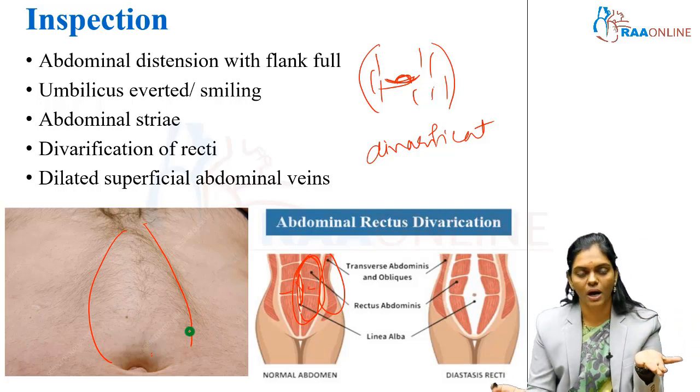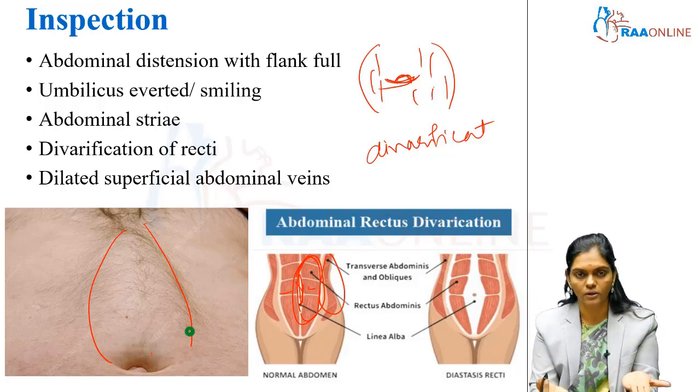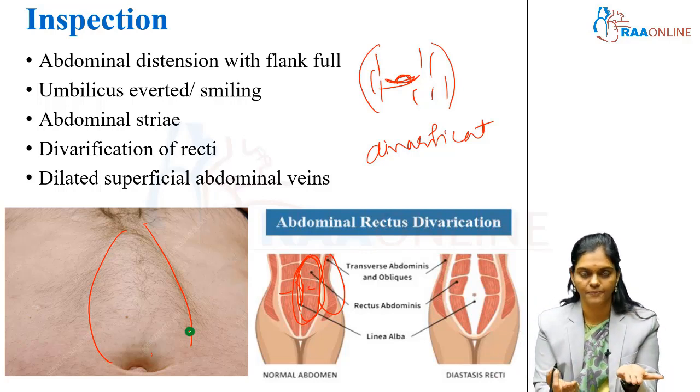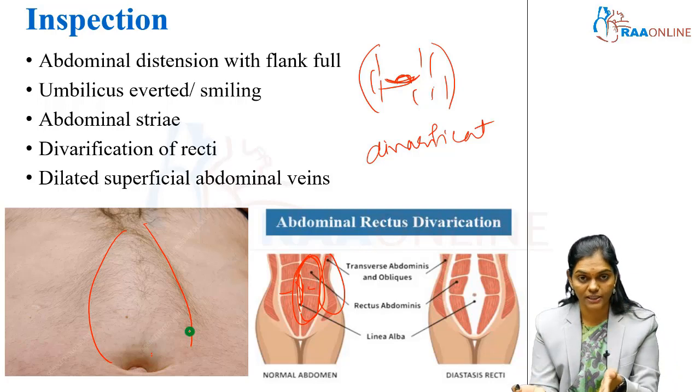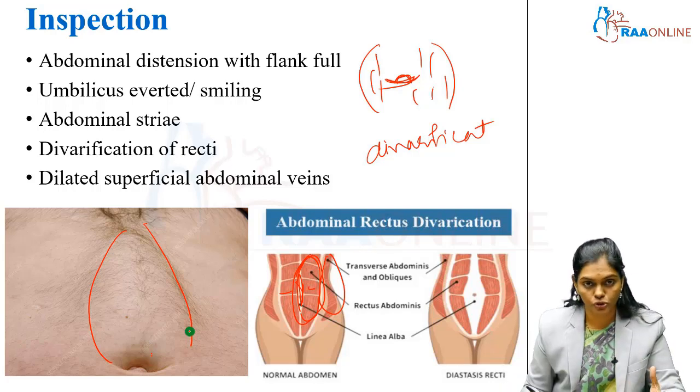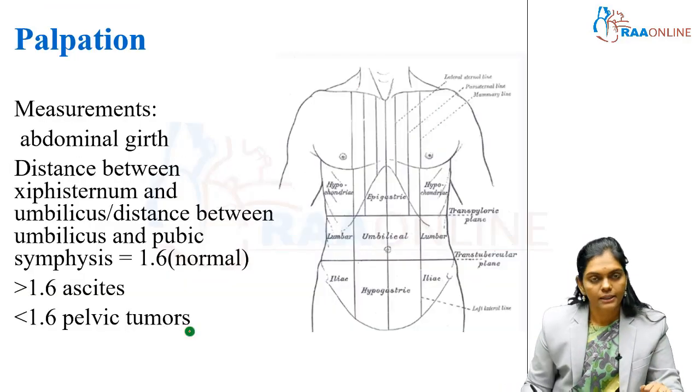How do you check for this? You ask the patient to lift their head, or you will ask the patient to lift their feet. If they are able to do it, when they are doing that, they will have a bulging or protrusion in their anterior abdominal wall. Next is palpation.